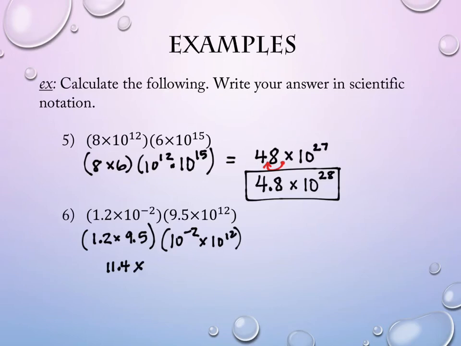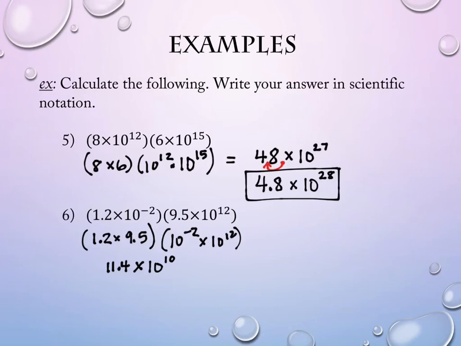And then 10 to the negative 2 and 10 to the 12th give me what? 10 to the 10th, that's right. That is not in scientific notation, though. Why? Yeah, it's higher than 10. You got it. That 11.4, I have a decimal now in the number. Well, I didn't actually have that in the last one visibly. But it's still not between 1 and 10.